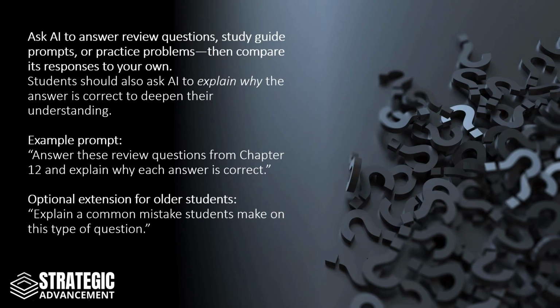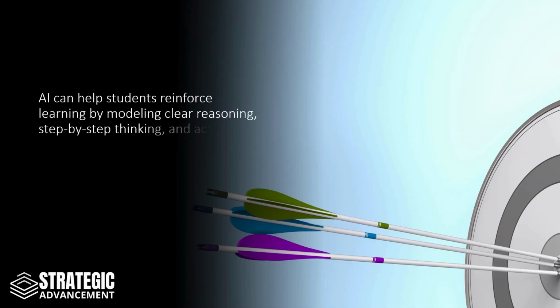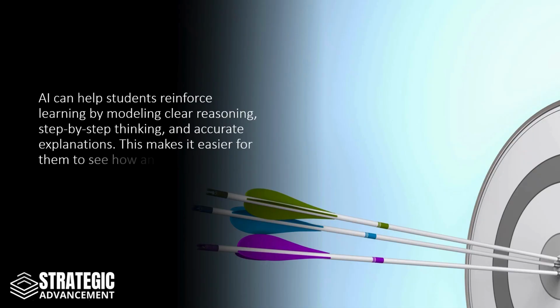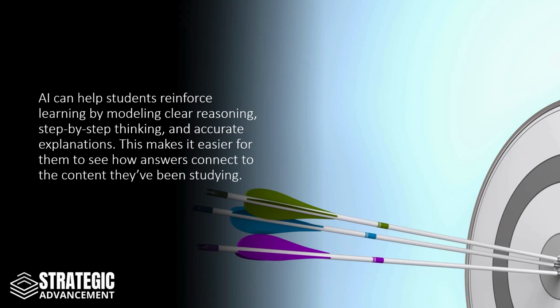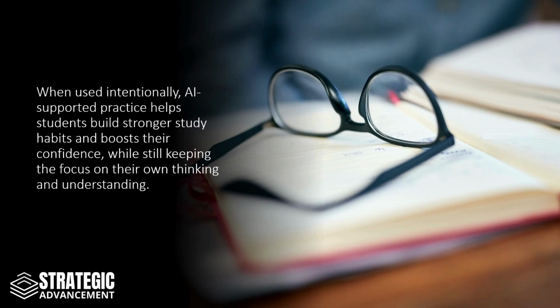Explain a common mistake students make on this type of question. AI can help students reinforce learning by modeling clear reasoning, step-by-step thinking, and accurate explanations. This makes it easier for them to see how answers connect to the content they've been studying. When used intentionally, AI-supported practice helps students build stronger study habits and boost their confidence, while still keeping the focus on their own thinking and understanding.